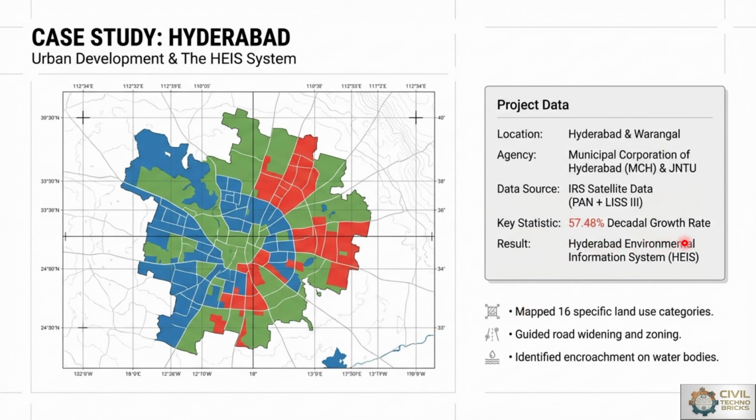Here the result is the Hyderabad Environmental Information System, HEX, which is used to check the urban development and its impact on the earth surface, the vegetative material and the water bodies. So it maps 16 specific land use categories. They offer guidance about road widening and zoning, and they also identified encroachment on water bodies. So this is the actual case study where remote sensing is used effectively for smart city planning or urban sprawl analysis. Also the environmental impact assessment too.